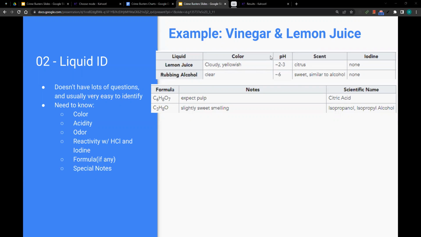Again, the pHs aren't usually really standard. It always varies a lot. Rubbing alcohol can be slightly more acidic or basic. And there are some things that may not even make sense. For example, I won't agree that rubbing alcohol smells sweet, but basically you use this chart to identify different liquids that they give you.